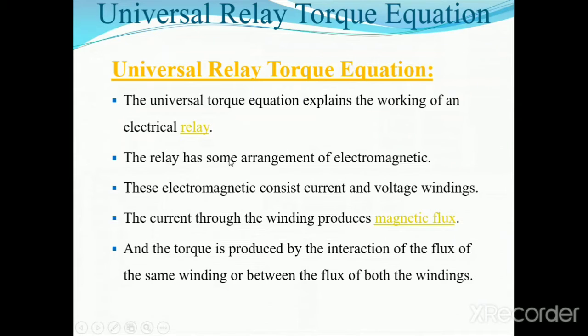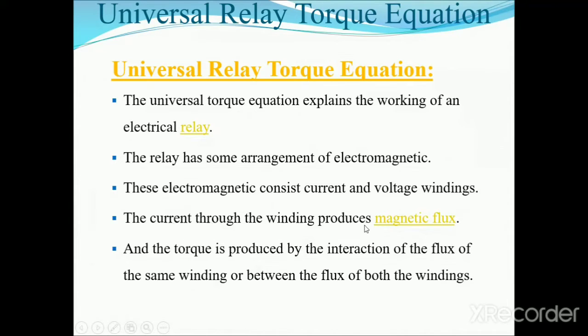That relay has some arrangement of electromagnets. Normally, electromagnetic relays have some arrangements. This electromagnet consists of current and voltage windings. In the previous classes, we discussed the distance relay, differential relay, overcurrent relays, and so on. In those, we have voltage and current windings.